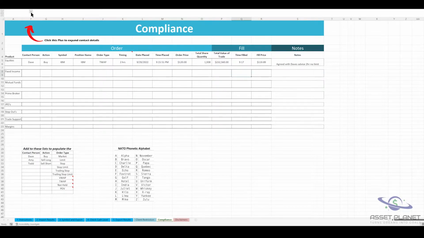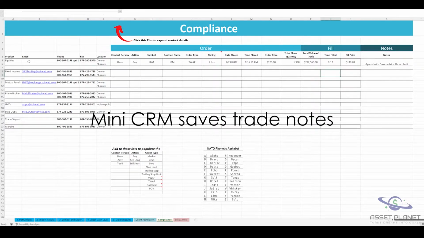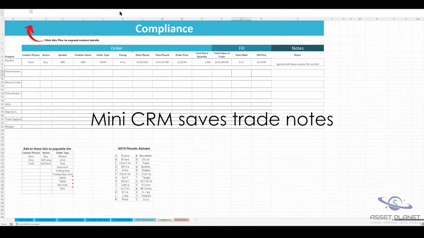So right away, there's a little hidden button here with a not so subtle red arrow. When you expand that, it gives you your team, their phone numbers. Every team's different. You can make any notes. You can customize this any way you want. It's like a little mini CRM. So if you just had to have a quick phone number handy, it's not written somewhere else. Just an extra tool.